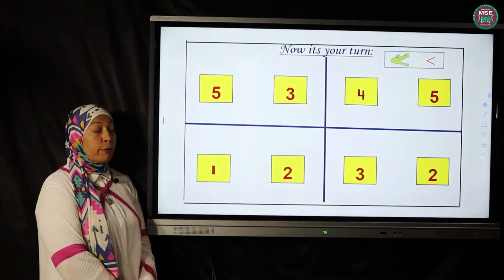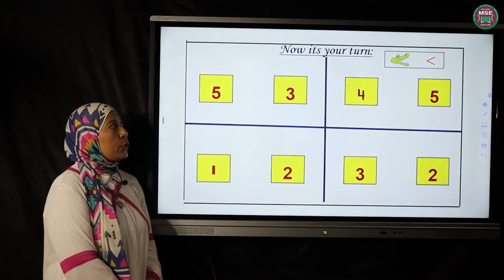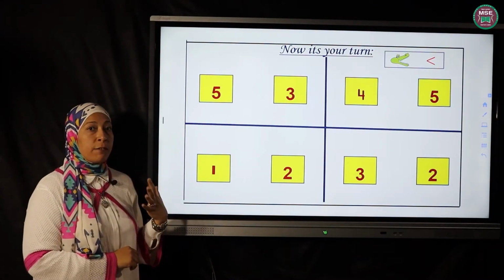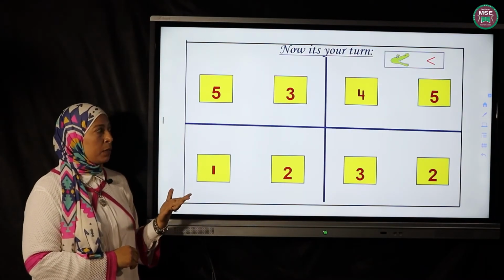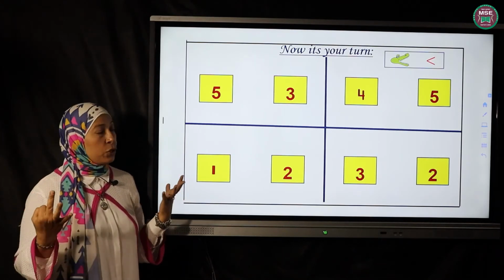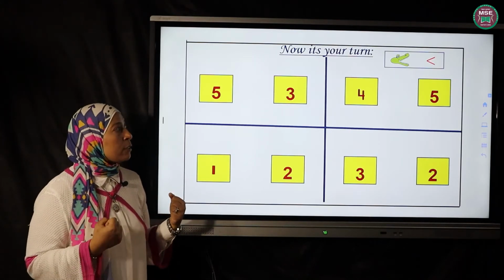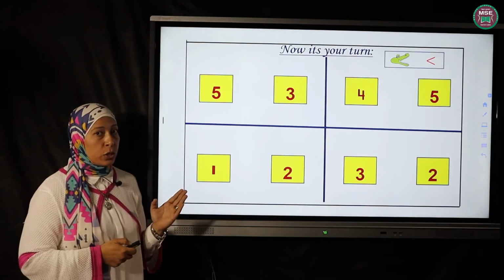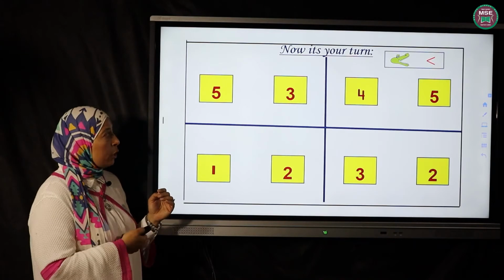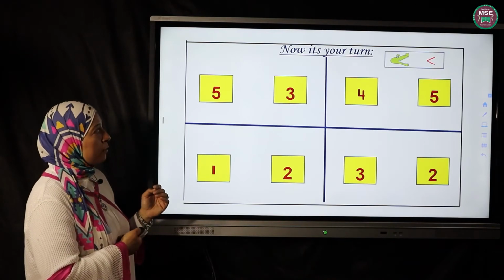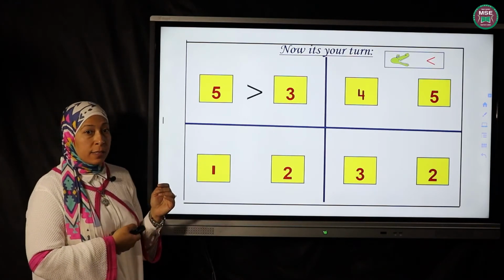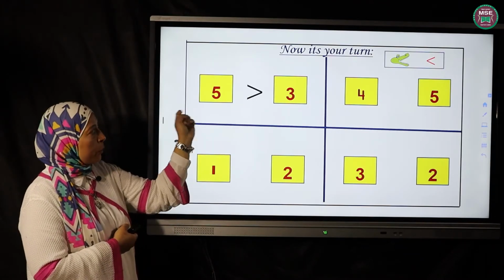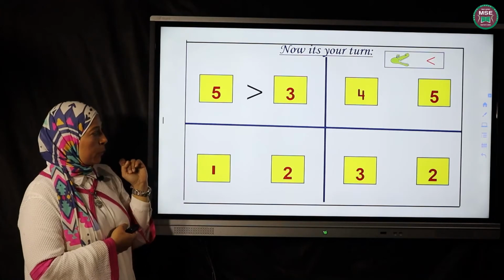Which one is bigger? 5 or 3? Try to think. 5 means 5 fish, and 3 means only 3 fish. Which is bigger? Yes, excellent, 5. So the alligator is going to open his mouth wide to which number? The bigger number, which is 5. Excellent. See, this is the mouth of the alligator. It's open to the bigger number.